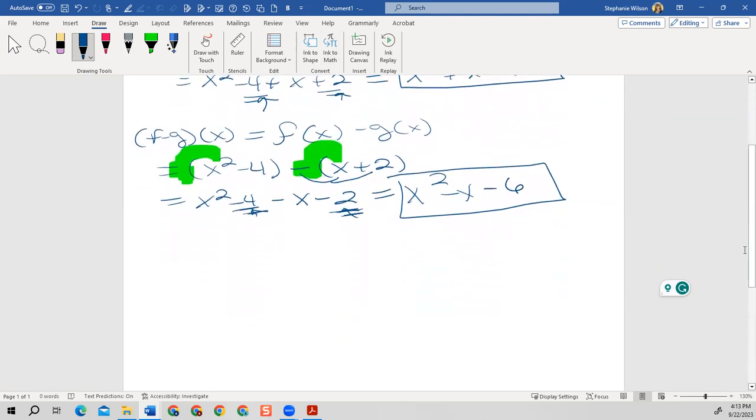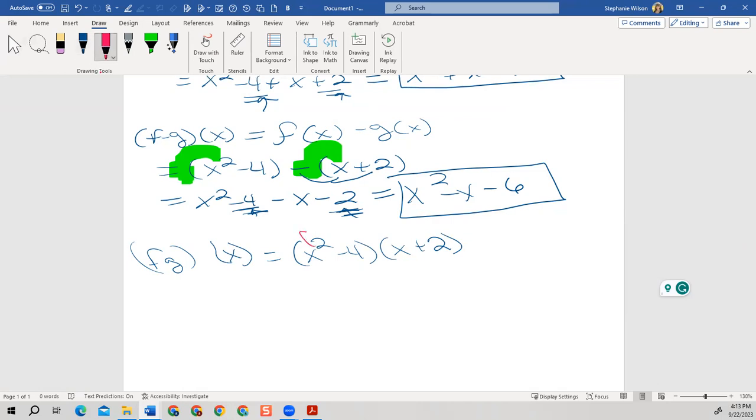Now let's go to the multiplication of it. It said F times G of x. So I'm going to take my x squared minus 4 times x plus 2. And since it's multiplication, I'm going to go first times first. I'm going to say outers times outers. And then I'm going to say inners. And then I'm going to say last.